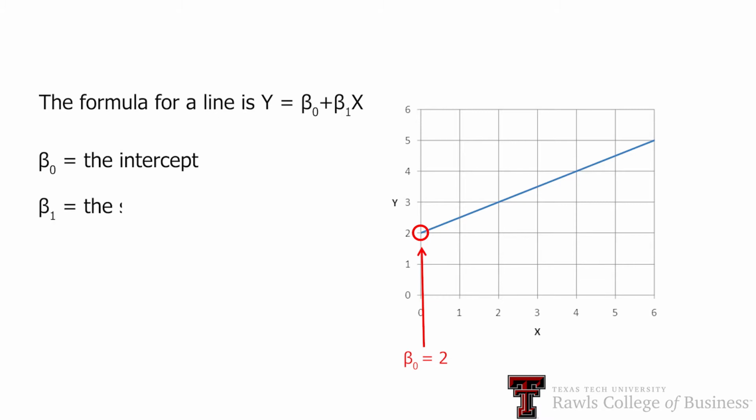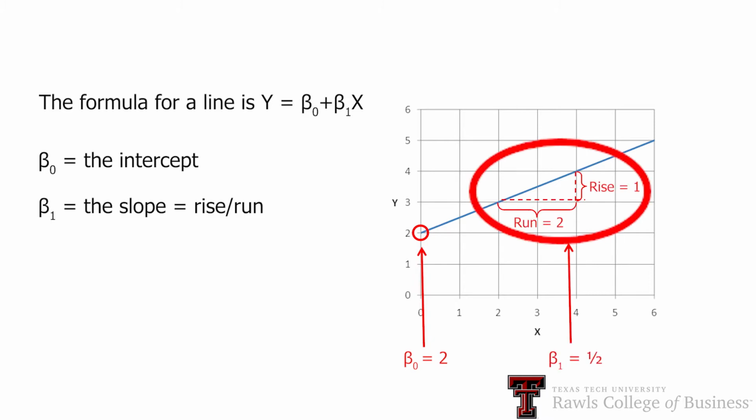The second thing is beta 1, which is the slope, which is also defined as the rise over the run. So it's how much you go up as you move forward. And in this case, the slope equals 1/2. So the full equation for this line is y equals 2 plus 1/2 of x.